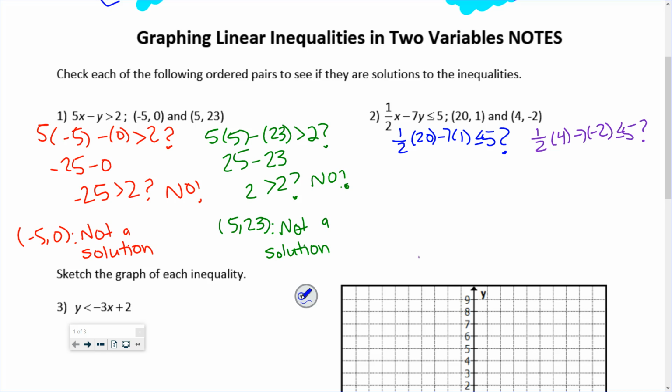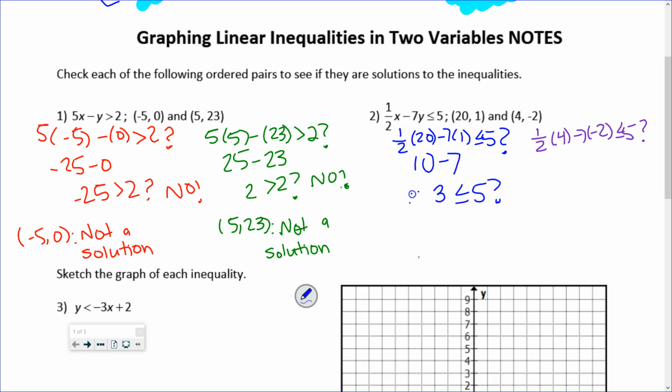All right, Micah. The point 21, is it a solution? It is. All right. So what happened when you did 1/2 of 20? What is that? That is 10. And what is -7 times 1? And what is 10 minus 7? It is 3. And is 3 less than or equal to 5? Yes, it is.